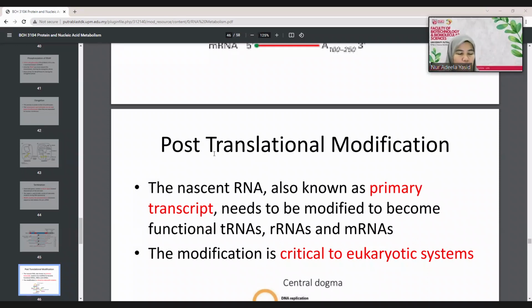In the prokaryotic system, there is no post-translational modification. It is a very unique system. It offers a lot of advantages to the eukaryotic system by having this process.